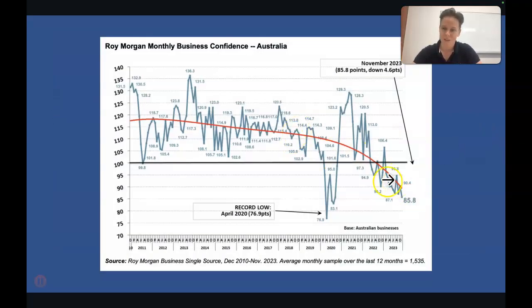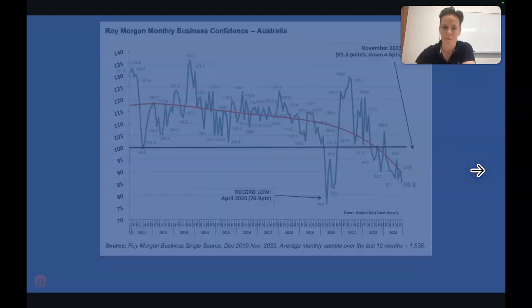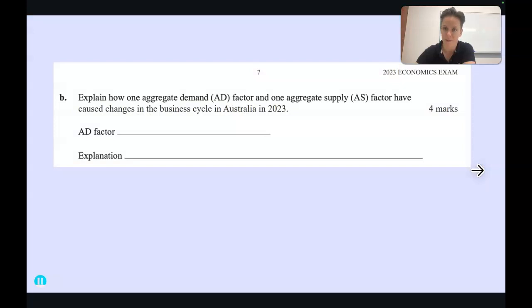And then over the last 2 years, you can see business confidence, very similar to consumer confidence, has also taken a bit of a nosedive. So we're below 100, which means we're generally pessimistic. Businesses are generally pessimistic. They're probably not going to be spending their money. So a decrease in I, decreasing aggregate demand.